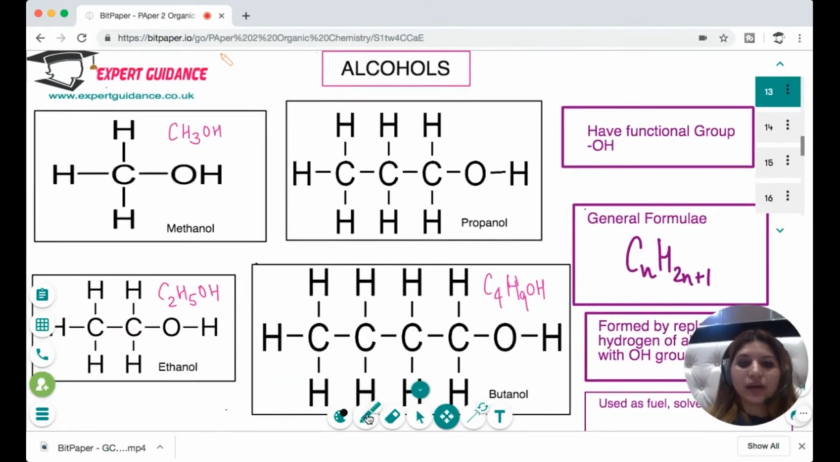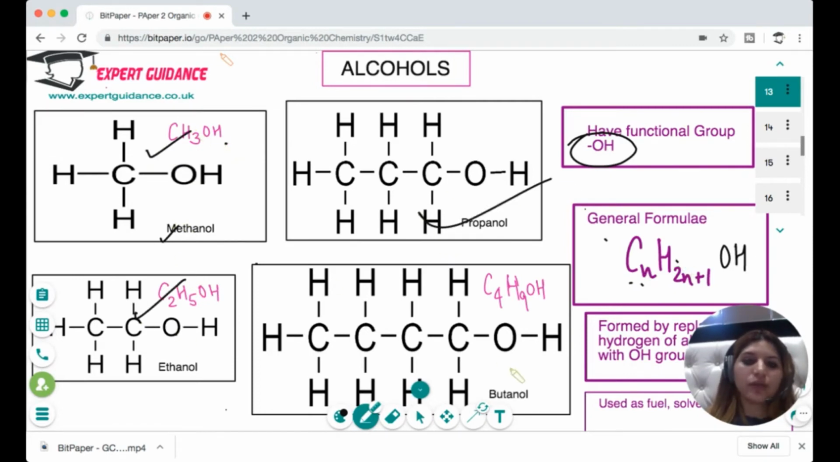Next is alcohols. Alcohols have the functional group OH. The general formula is CnH2n+1OH. So if you take n as 1, the first carbon is methanol with CH3OH, 2 carbons is ethanol, 3 carbons is propanol, 4 carbons is butanol.